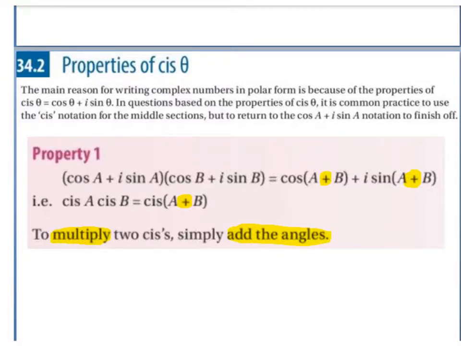Property 1. Cos A plus i sine A multiplied by cos B plus i sine B is equal to cos A plus B plus i sine A plus B, i.e. CiS A multiplied by CiS B is equal to CiS A plus B. So to summarise, to multiply two CiS's, simply add the angles.